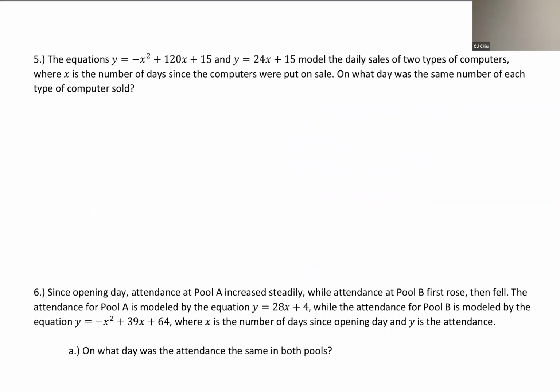So number 5 says the equations y equals that and y equals that model the daily sales of two types of computers. X is the number of days, and y is the number of computers they sell. On what day was the same number of each type of computer sold? For these types of problems where it says same, you just set them equal to each other.